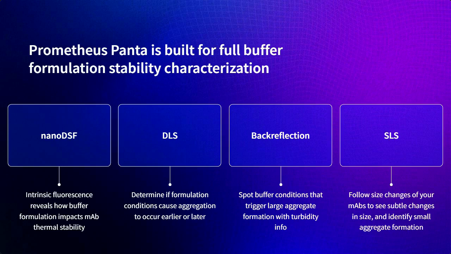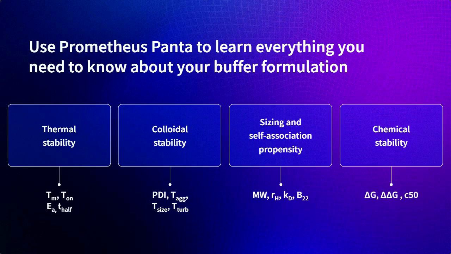Now, I won't be going into the details of how these technologies work together in this talk, but if you're interested, you can learn more from the Explore the Prometheus Panta video. So there are a lot of parameters that are directly measurable by the Panta, and several more can be derived from the data. And the ones I'll be focusing on today are highlighted here. And these will provide stability characteristics that were measured by analyzing antibodies in different types of buffers with the Prometheus Panta to assess melting temperature, T size, and T agg.